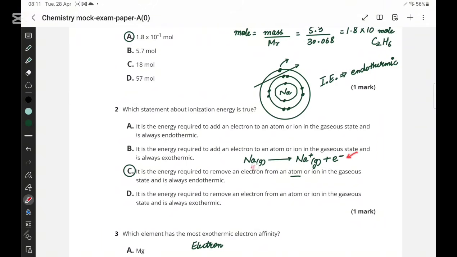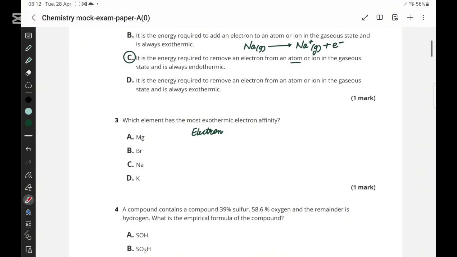The atom, which you can see in its gaseous form, an electron is removed from it, so an ion which is in gaseous form has been formed along with the loss of electron, you can see there. So C option is going to be the right one. It is the energy required to remove an electron from an atom or ion in the gaseous state, and is always endothermic. For the next question, which element has the most exothermic electron affinity?